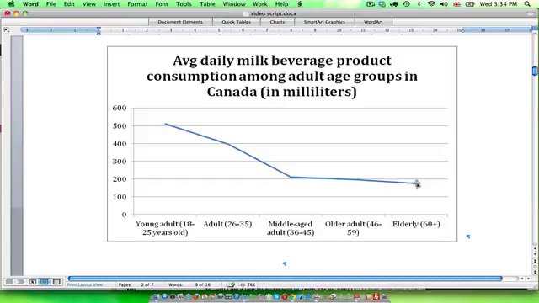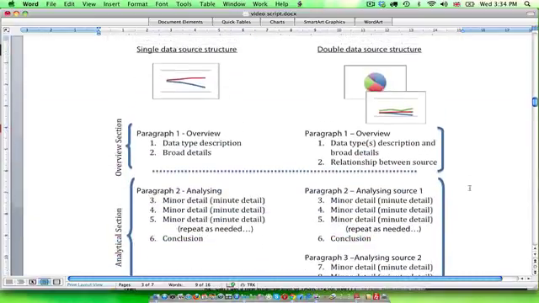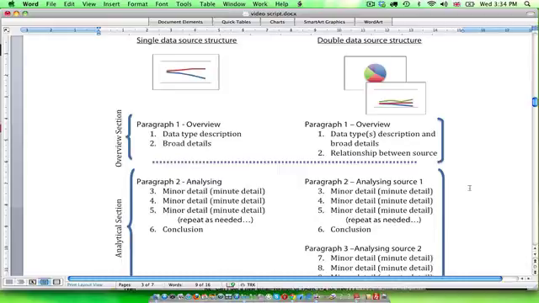So now you know the difference between a data source, a data trend, broad details, minor details, and minute details. Now let's talk about structure for your writing. So, as mentioned, when you get into your IELTS exam, you will be presented with either a single data source, or you will be presented with 2 data sources. The structure you will follow is different depending on what you are given.